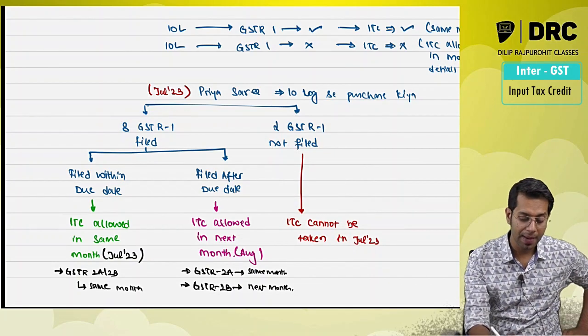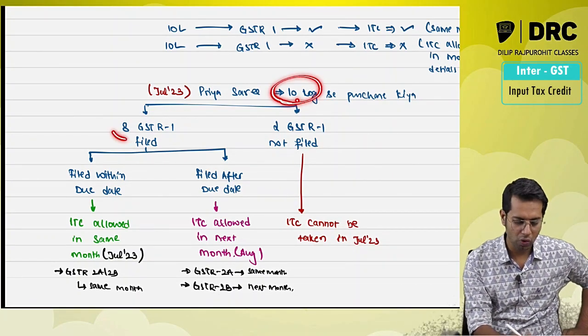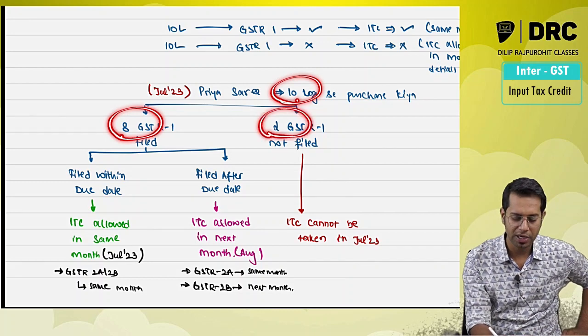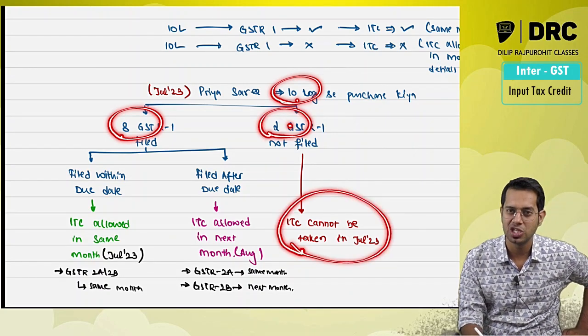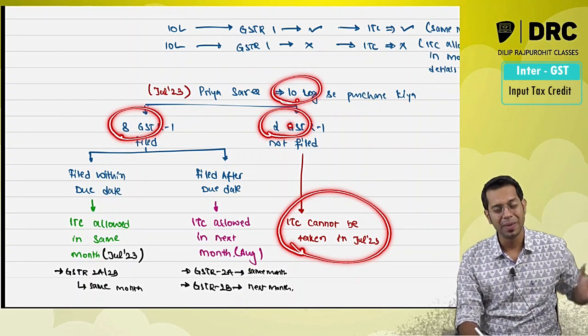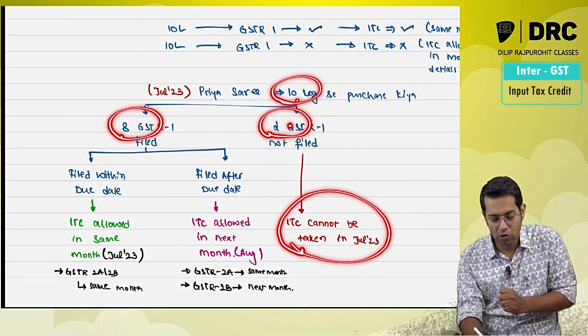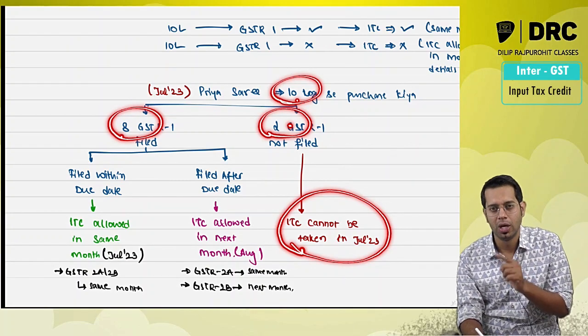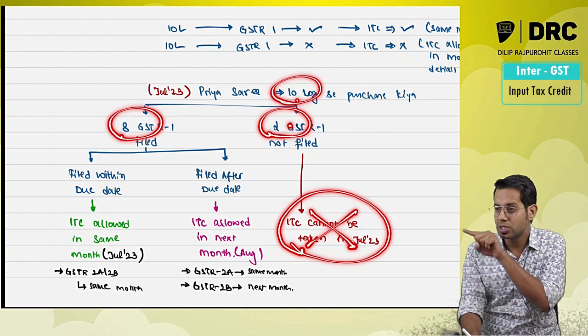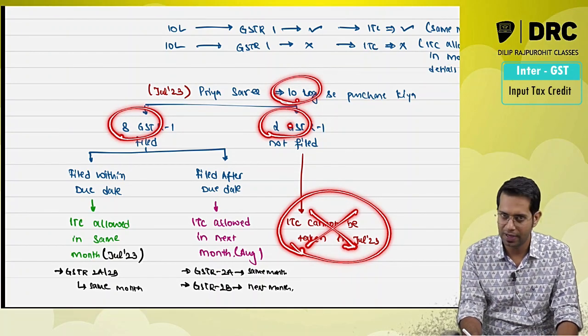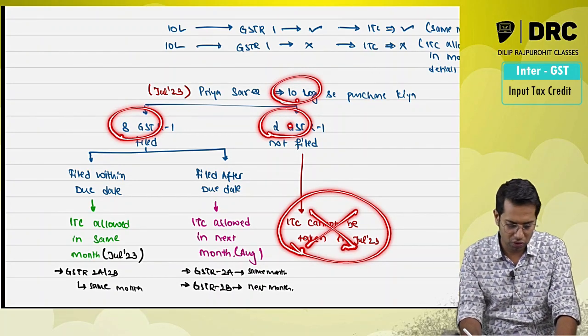I'll repeat. I made purchases from 10 different people. Out of it, 8 people filed their return, 2 people did not file the return. For the 2 people who did not file the return, the information will not come in my GSTR 2A as well as 2B, meaning that information is not communicated to me. Now, as per the new condition, I will not be able to take input tax credit because this information is not getting reflected in my GSTR 2A as well as 2B.